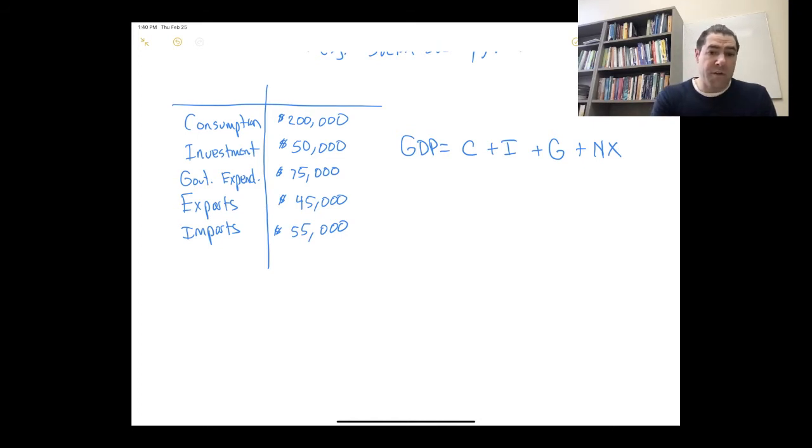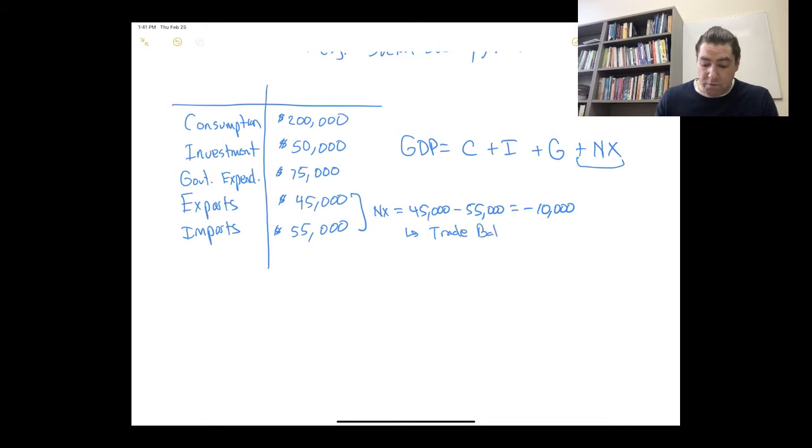So here I've given a bunch of categories of my expenditures, and I really just have to add them all up, right? So one little trick is we have to calculate net exports, which are my exports minus my imports. That's minus 10,000, right? So this is going to be a negative over here, my net exports. We're importing more than we export.